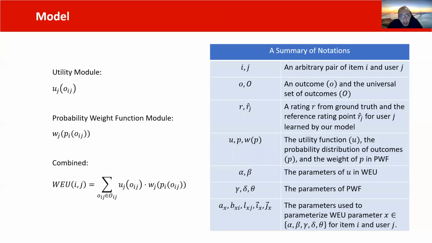So let's talk about the model. Our model mainly consists of two major parts. The first is a utility module. The second is a probability weight function module. Then we multiply them together to estimate the expected utility of a candidate item. This is a summary of notations that will be used in the following slides.